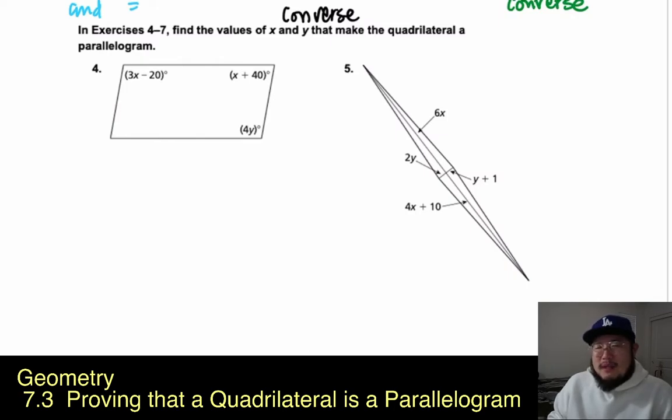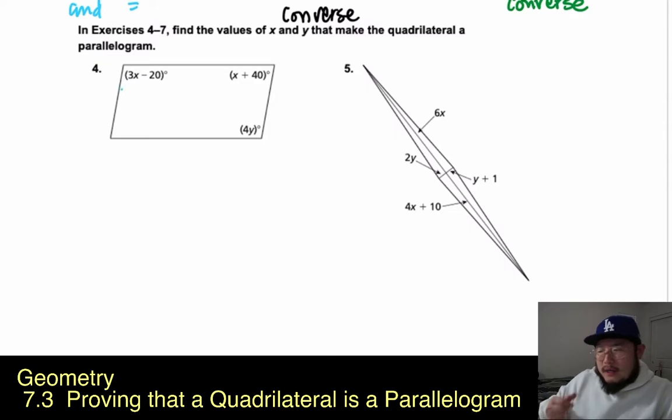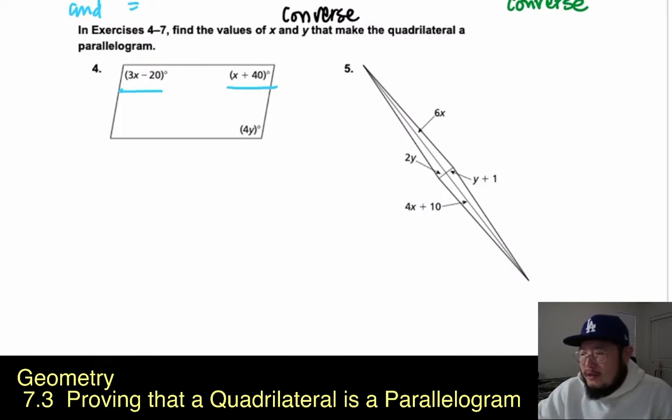We can, but I think there's another easier way for us to go about this problem. What we could do right here is look at the 3x minus 20 and the x plus 40. If this is a parallelogram, then remember those two consecutive angles will end up being supplementary. So what I can do is take 3x minus 20. I'll add x plus 40, and we put the parentheses there for good practice and for organization.